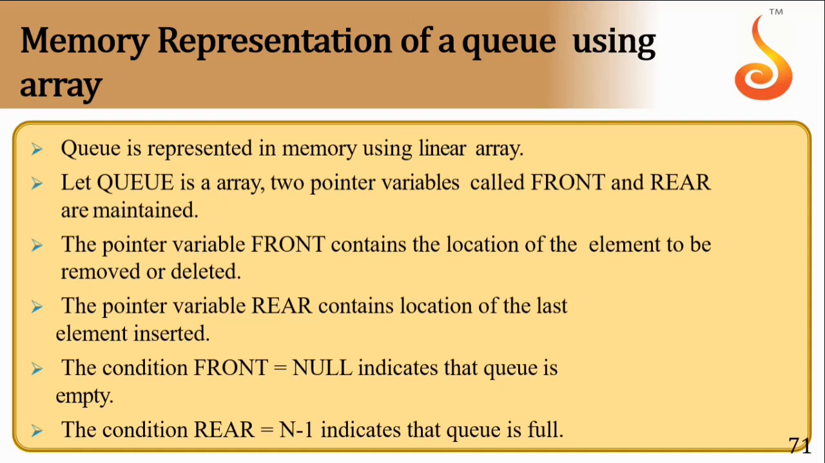If front is equal to null or minus 1, then it means it's an empty queue, right? If front is minus 1, it means it's an empty queue. If rear is n minus 1, it indicates that the queue is full. So when front is null or minus 1, you cannot delete from a queue because there are no elements. That time it gives rise to the condition where you are trying to delete, or performing a dequeue operation, on an empty queue.